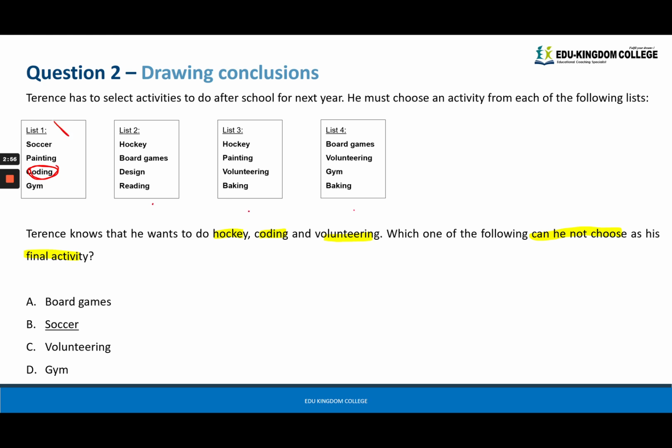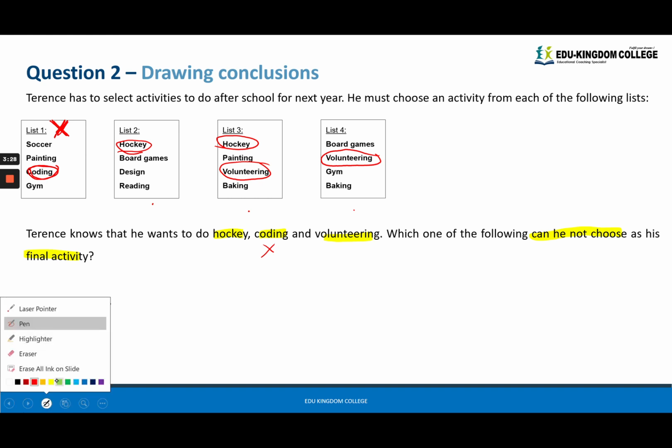That means that coding must be on list 1, so you can't choose anything else on list 1 except for coding. Now that's a bit different from, let's say, hockey. Hockey is on list 2 and list 3. So if I chose hockey on list 2, for example, I could choose another activity from list 3. And that's also the same with volunteering. It's on 2 lists. So which of the following can he not choose in his final activity? The answer is B, soccer.